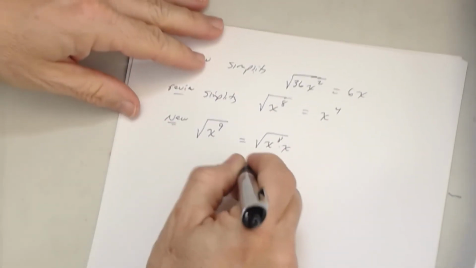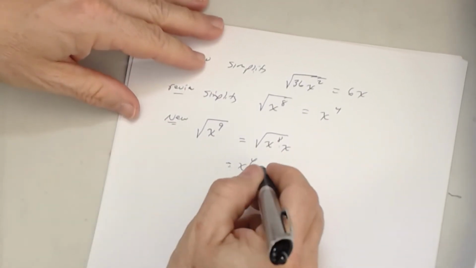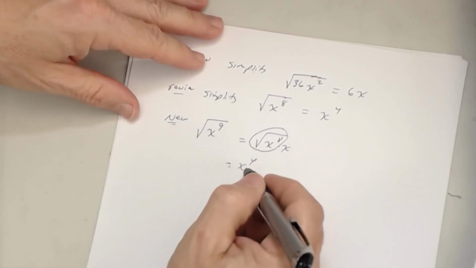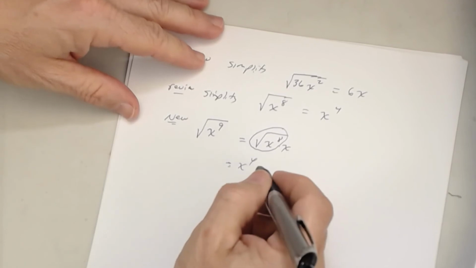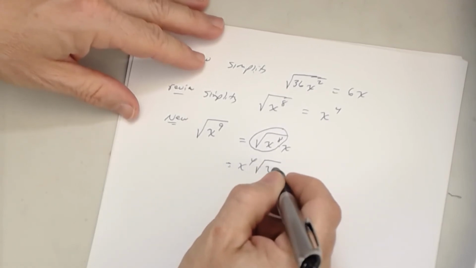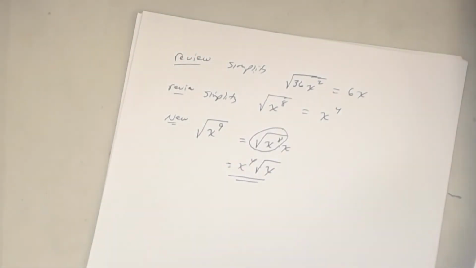So the answer is x to the 4th times what? So remember, it's very similar to what we did earlier. What's the square root of x to the 8th? You're going to say x to the 4th, and what's left over? The square root of x. That's your answer. X to the 4th, square root of x. It's not difficult, guys.